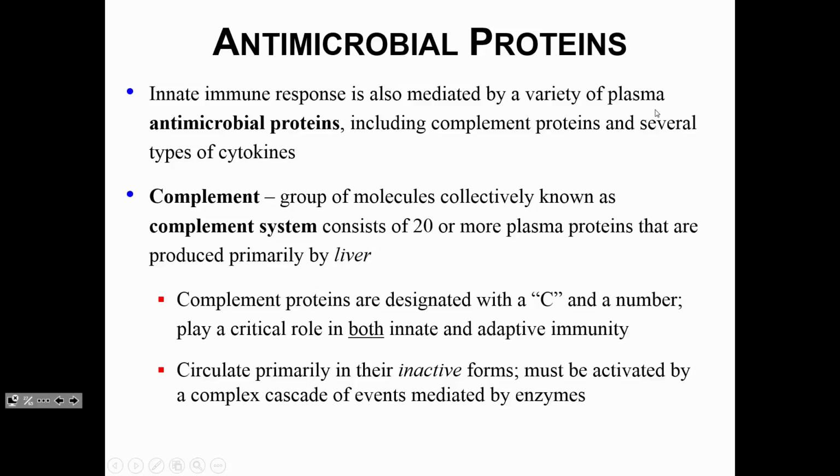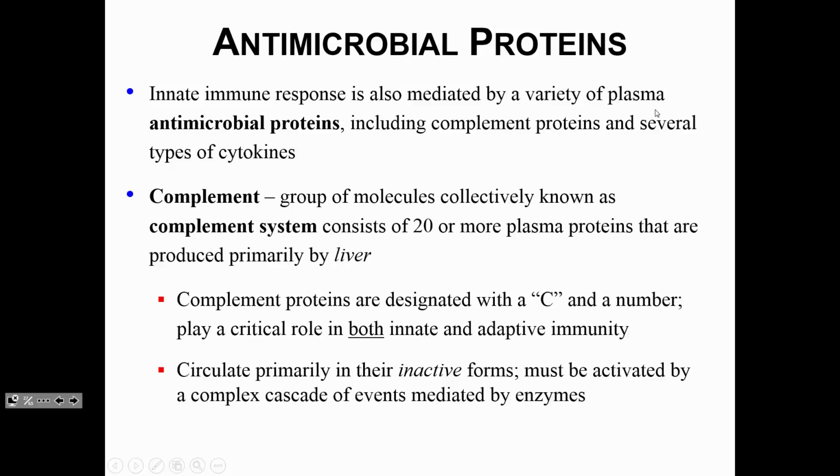The first group we're going to look at is called the complement proteins. By complement, basically it's a group of molecules that we look at as one system called the complement system. There's 20 or more different plasma proteins, and all of them are made by the liver. We name them with C and then a number. A lot of these proteins work in both innate and adaptive immunity, so you're going to see some overlap when we get to adaptive immunity.